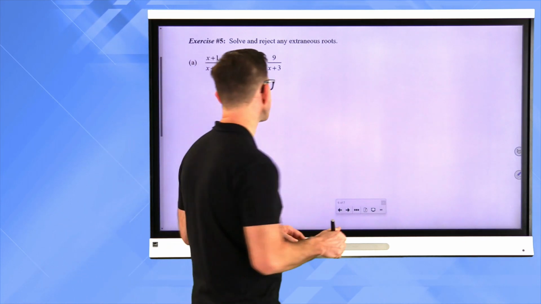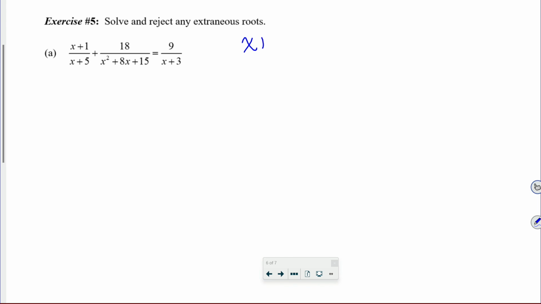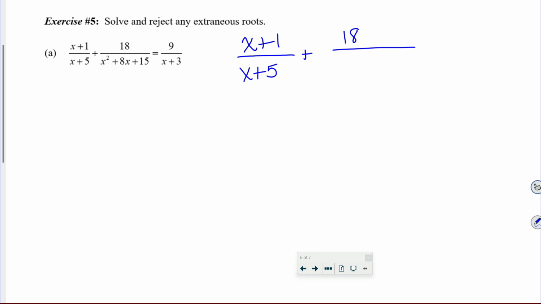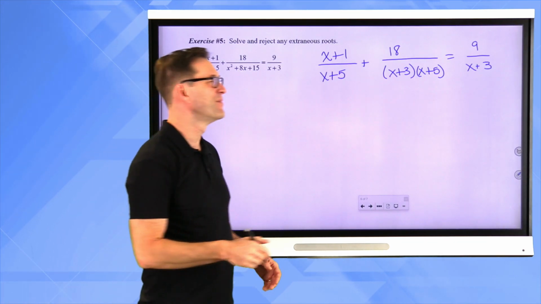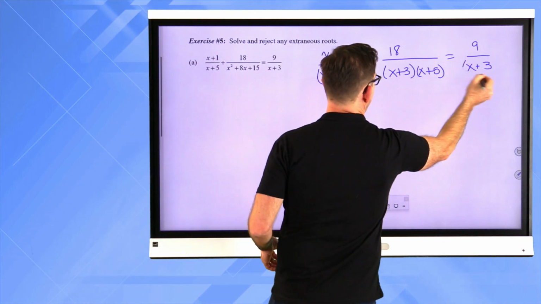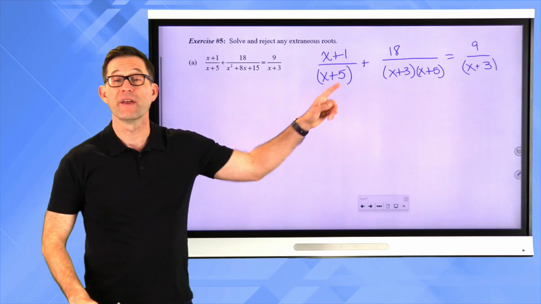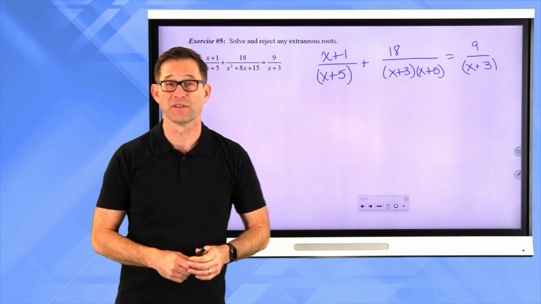So the first thing I'm going to actually do in this problem is rewrite it, but I'm going to factor the denominators. Now there's nothing I can do to the first one, but that second fraction, I can factor as x plus 3 times x plus 5. And again, there's nothing I can really do to the fraction on the right side of the equality. But notice, right? Here I have an x plus 5, here I have an x plus 3, and here I have an x plus 3 and an x plus 5.